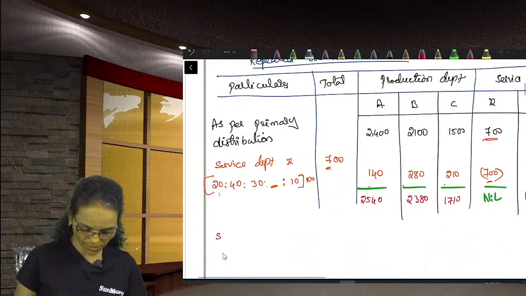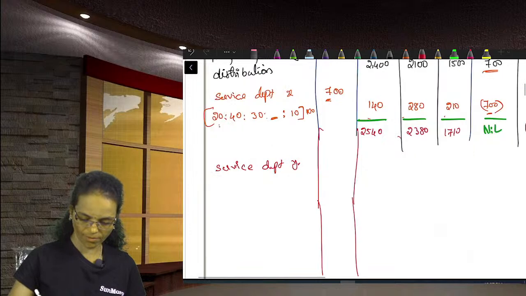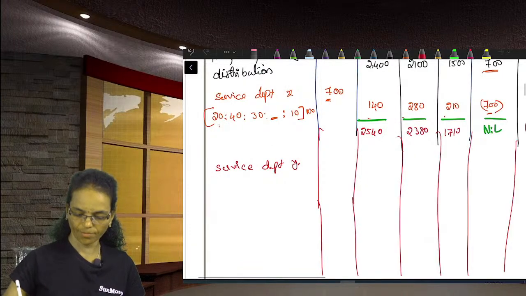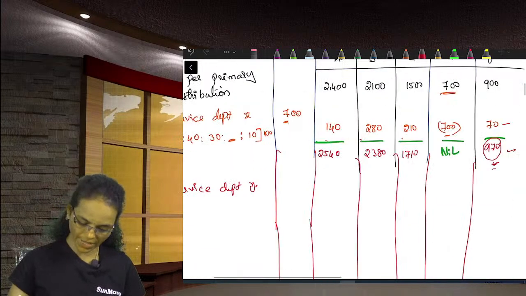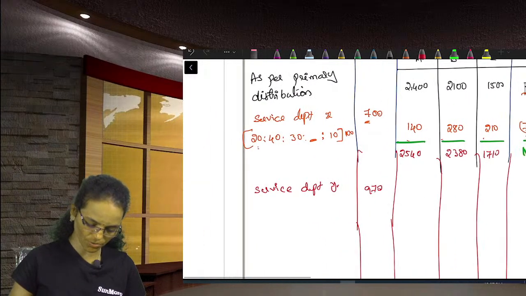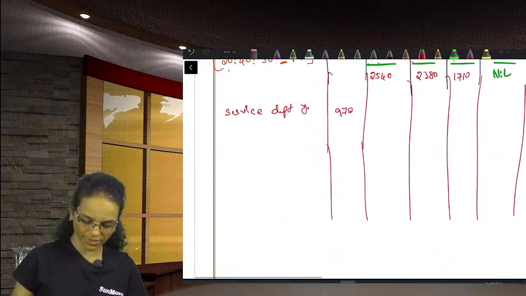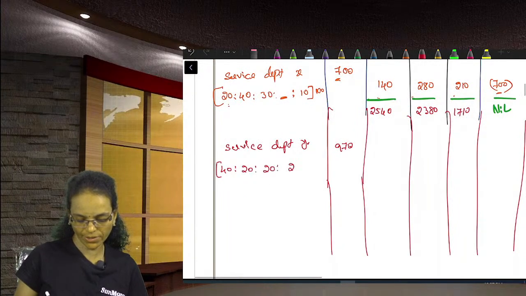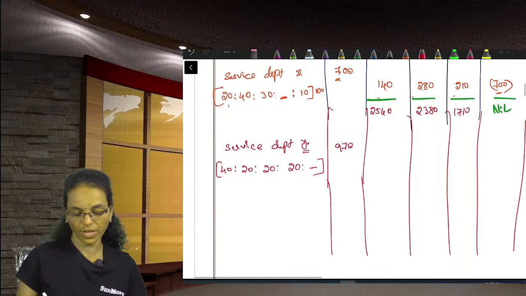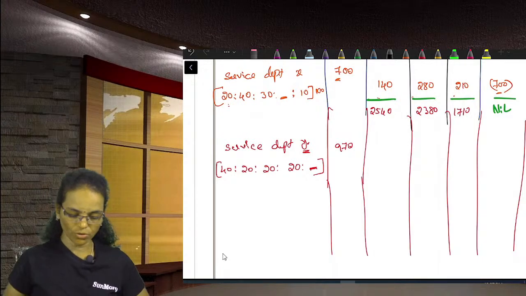So, service department Y expenditure is 970. In what ratio? 40, 20, 20, 20. We are allocating the expenditure of Y department, so don't allocate to the self department.